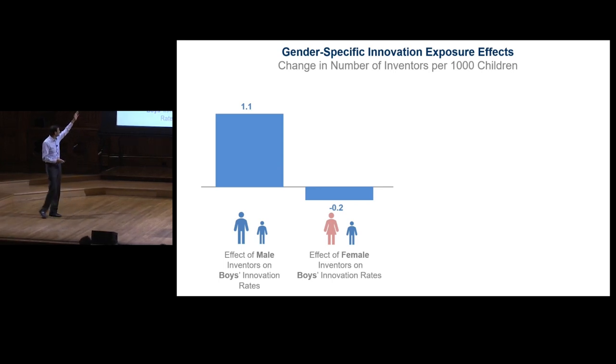Okay? So this first bar here says, what is the impact of moving from a below average metro area in terms of rates of innovation to an above average metro area in terms of rates of innovation on the probability that a child becomes an inventor?